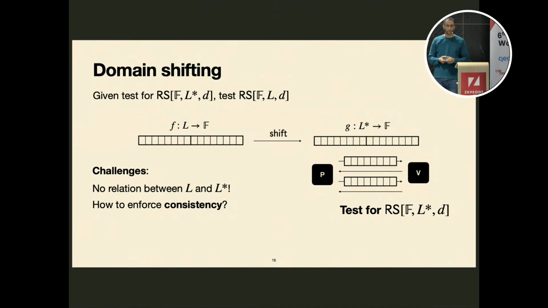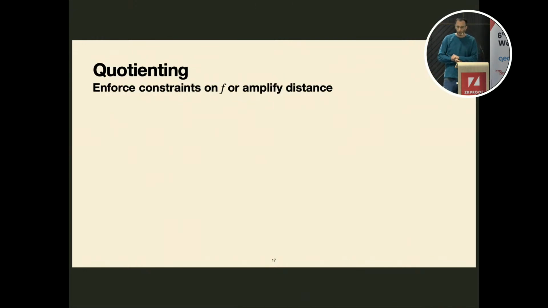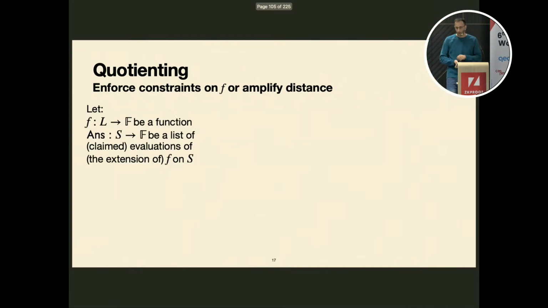The challenge, of course, is that we can ask the prover: it is supposed to be a polynomial, so just evaluate this polynomial over L star and give me the evaluation. This is fine for the honest prover, but we have a function on L and a function on L star, and the question is how to enforce consistency. What we're going to do is use a technique called the quotient.